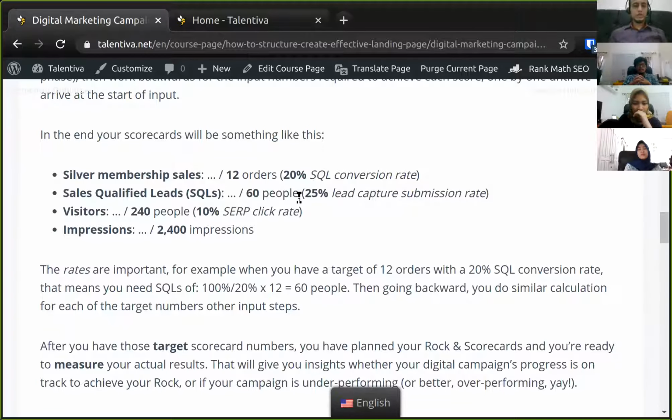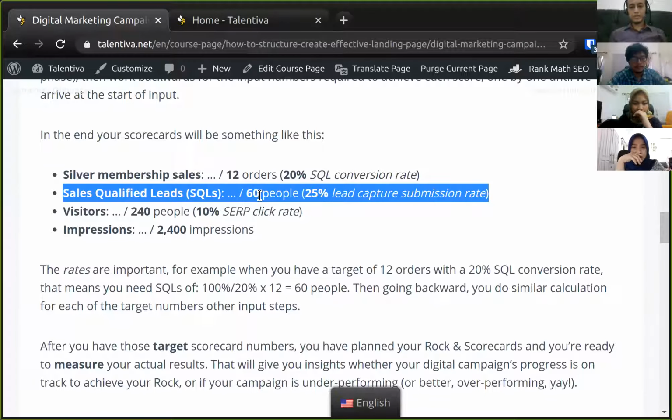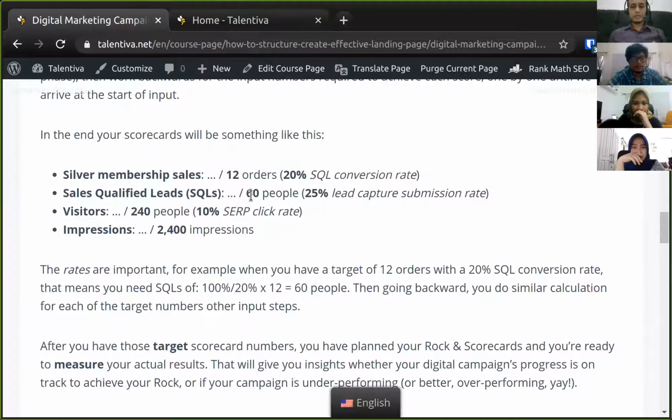If 1 in 4 people submits this form, how many visitors do we need to get 60 leads? We need to multiply 60 by 4, or 100% divided by 25%, which is 4, and then 4 times 60. So that's why we need to have 240 visitors.